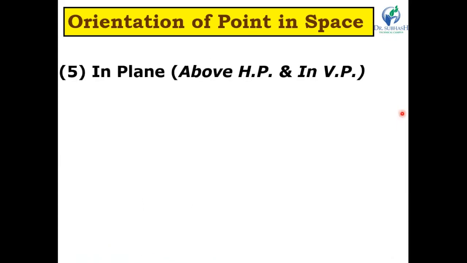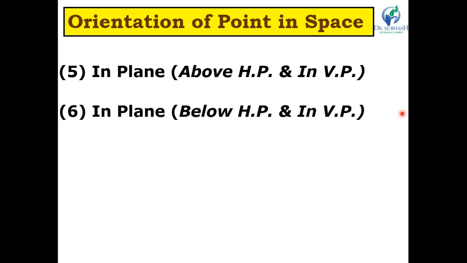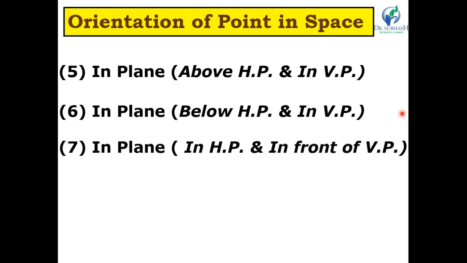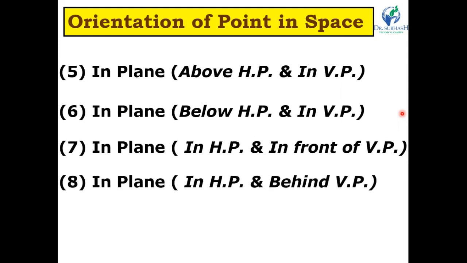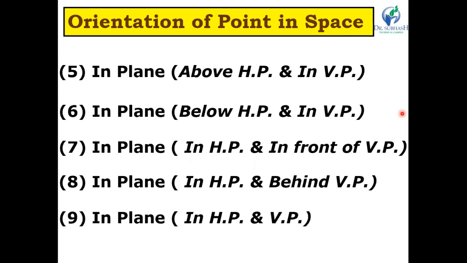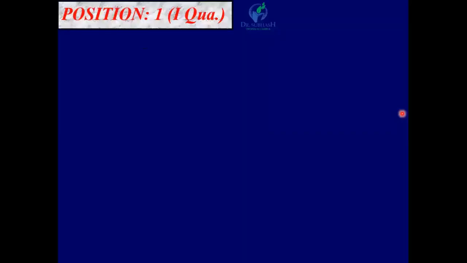In plane, above HP and in VP. In plane, below HP and in VP. In plane, in HP and in front of VP. In plane, in HP and behind VP. And in plane, in HP and VP both. So these are the 9 different orientations of a point in space. Okay, now let us see them one by one.